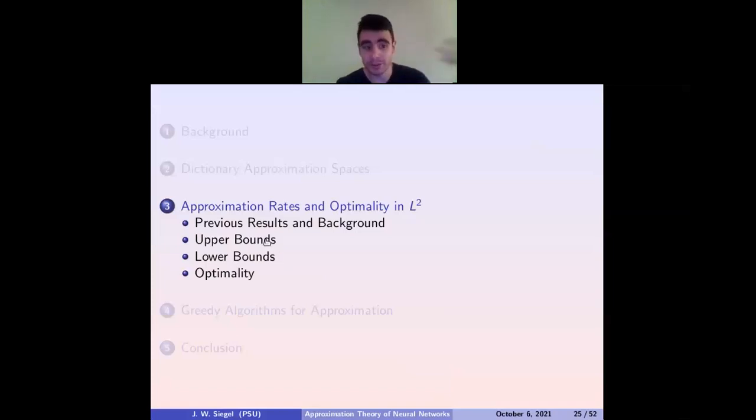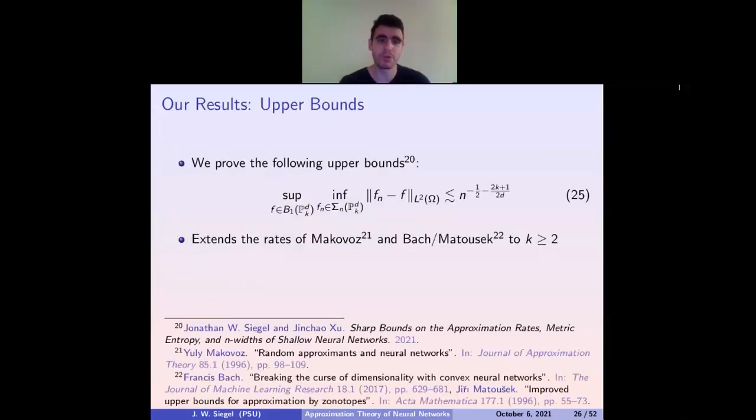Okay, so next I'll explain what we did, and basically it consists of two parts. We get upper bounds, so improved approximation rates, and lower bounds, showing that the approximation rates we get cannot be further improved. So we'll start with the upper bounds. What we proved here is that for ReLU to the k neural networks, so if I make my activation function ReLU to the k and I consider this convex hull, then the approximation rates that shallow ReLU to the k networks can attain are n to the minus 1/2 minus (2k+1) over 2d.